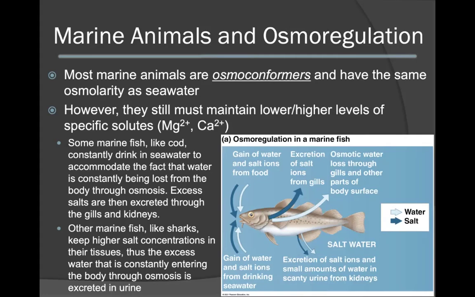Other marine fish, such as sharks, keep higher salt concentrations in their tissues. Thus, there's excess water that is constantly entering into the body through osmosis. How they get around this is that they can excrete much of the excess water through their urine. The diagram to the right gives you an idea of the pathway of water and salts in a typical marine fish.